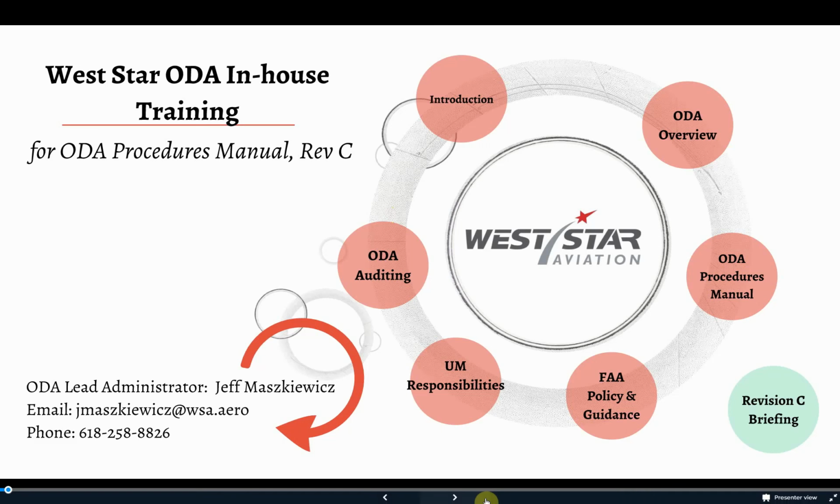Understanding the ODA Procedures Manual is an important aspect of the ODA in-house training. As a unit member, however, being clear on your responsibilities and the ODA's expectations is probably the most important material to you personally. Welcome to the module where we'll cover all unit member responsibilities and how you're impacted by what needs to be done as a unit member.